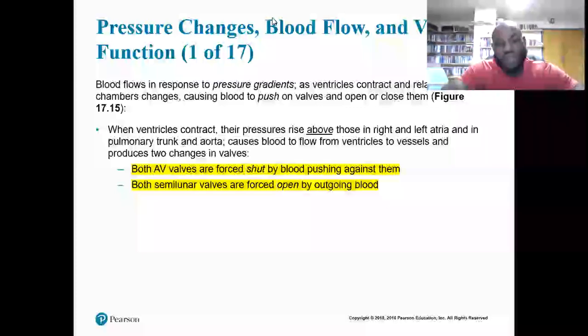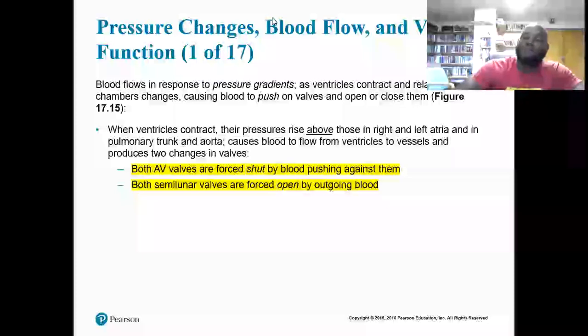So blood flows in response to pressure gradients as ventricles contract and relax. Pressure in the chambers changes, causing blood to push on the valves and open or close them. Right? So we want to pay attention to the blood pressure, the pressure that is exerted by the blood on the valves, and the pressure that is in the ventricles. And so we'll pay a lot of attention to that.